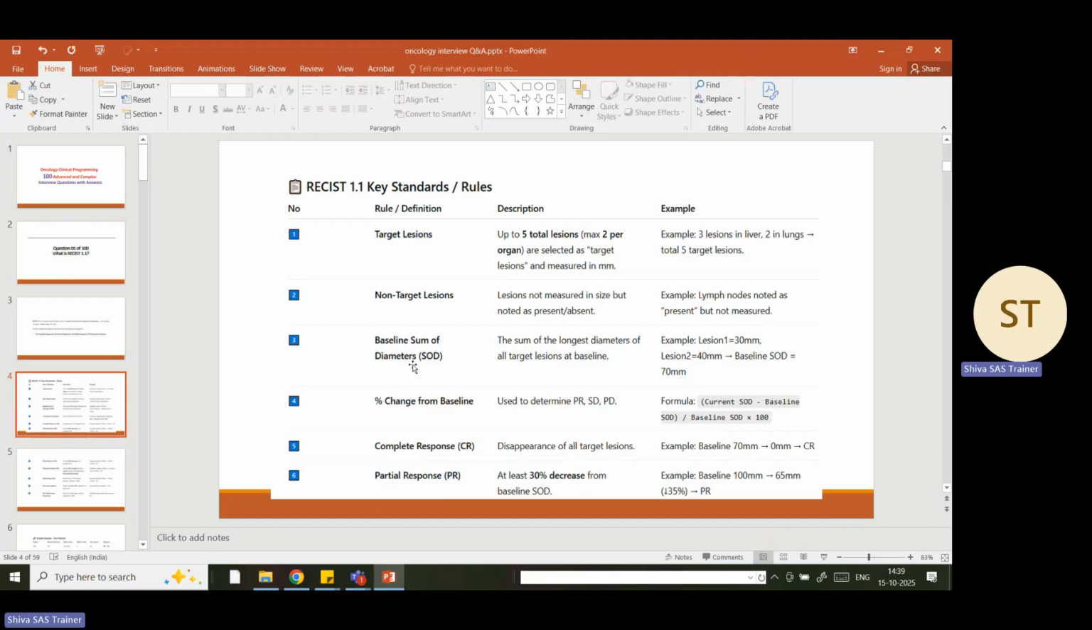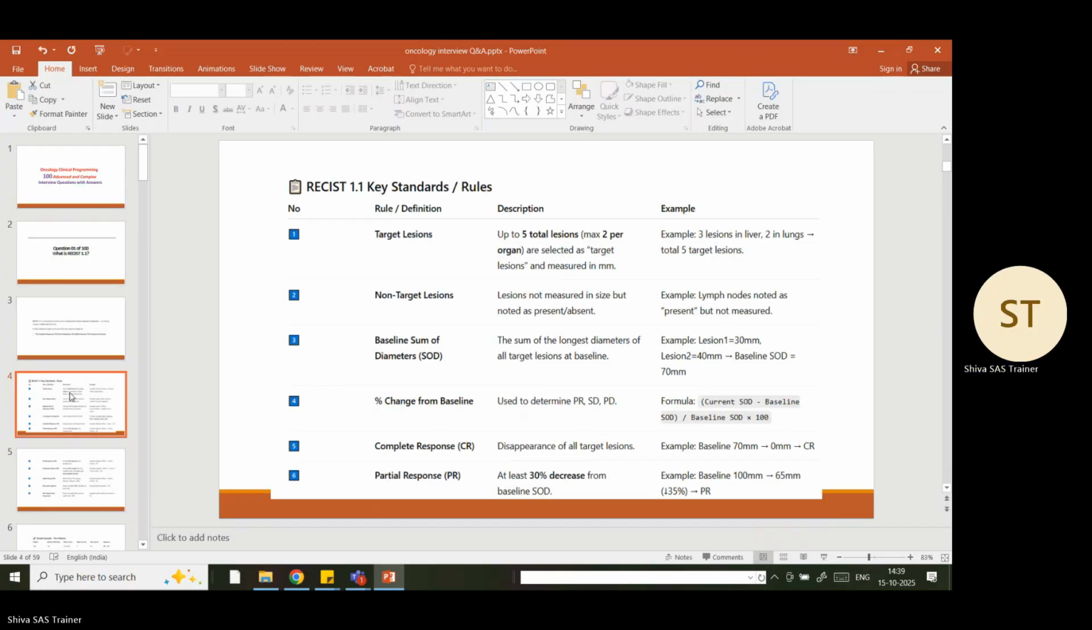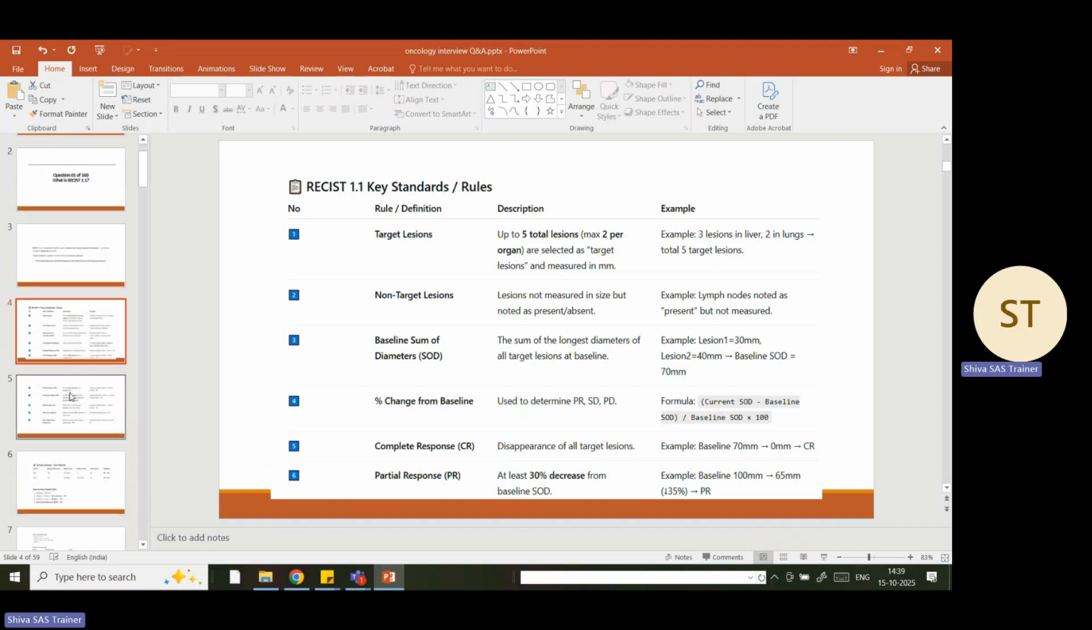Next, the baseline sum of the diameters, SOD. It is the sum of the longest diameters of all target lesions at baseline. We have to measure each and every tumor size. For the tumor, if you measure the perpendicular, it is the shortest diameter, and if you measure up to down, it is the longest. We have to measure each and every tumor and take the sum. For example, lesion 1 is 30 mm, lesion 2 is 40 mm, so the baseline SOD is 70 mm, the sum of these two lesions.